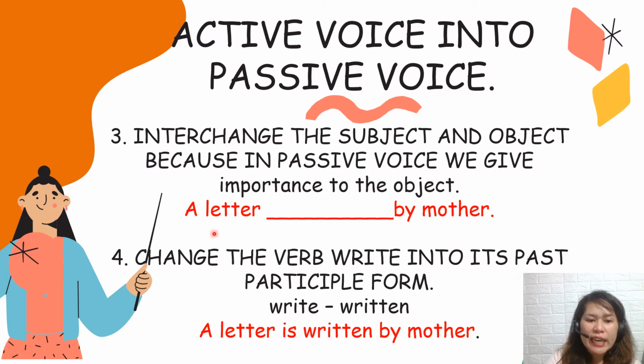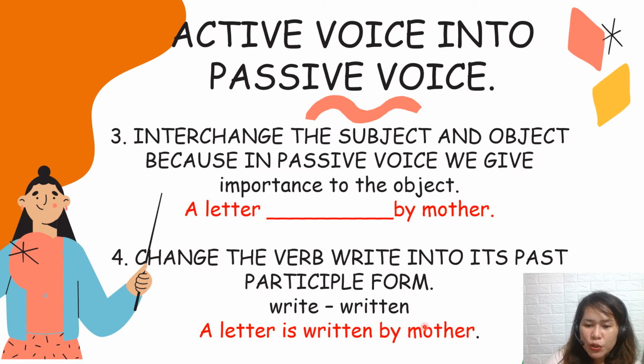Kanina ang object natin ay nasa dulo. So mangyayari, mapupunta siya sa unahan. 'Di ba yung ating example kanina ng active ay mother writes a letter. So yung dulo na object, mapupunta siya sa una kapag gagawin natin siyang passive, 'di ba? At idadagdag lang natin yung ating formula, kailangan meron siyang helping verb, meron siyang past participle. Kaya ang mangyayari, a letter is written by mother.